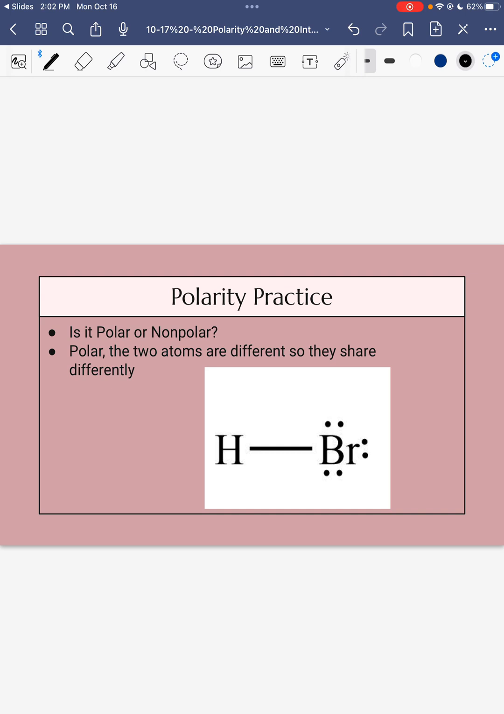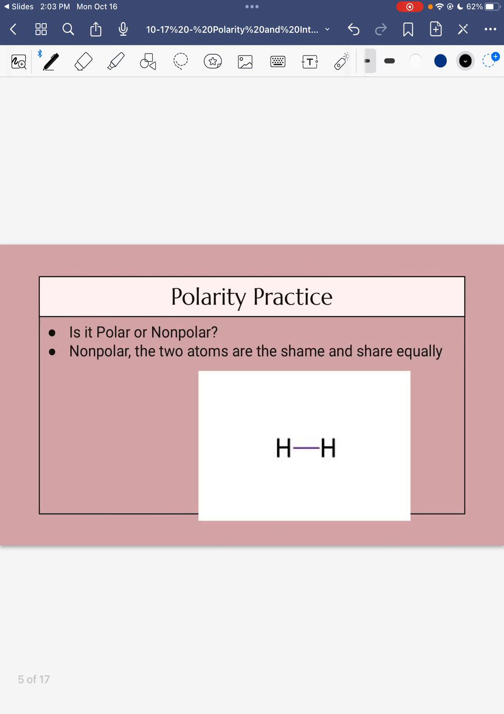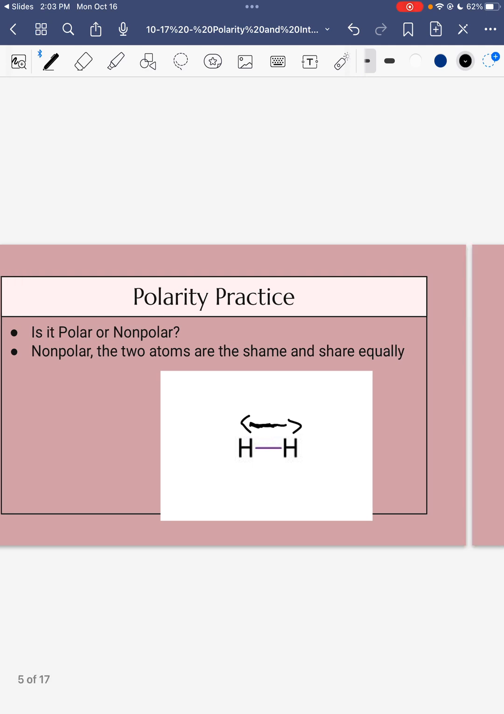First, we've got HBr. If we draw these out, we have two different atoms, so they're going to share electrons unequally. Bromine has much higher electronegativity, so it's going to pull a lot more electrons towards it than hydrogen is. We've got one thing going in one way, so this is going to be polar. Next, we've got H2. The two atoms are the same, and so they're going to pull electrons towards each other with the exact same strength, meaning this is nonpolar.